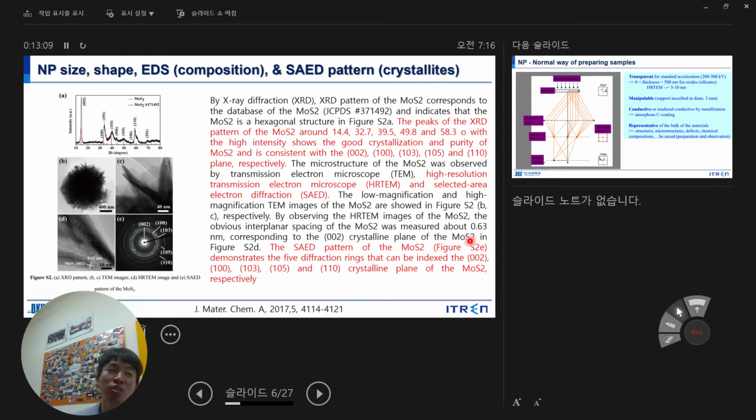Actually, if you study XRD, you can also know the interplanar spacing from the XRD, so you can match them. And the SAED pattern of MoS2 demonstrates the 5 diffraction rings that can be indexed to something like that. So from these images, you can know XRD and SAED pattern are similar things, but the measurement way is different. When you want to know the crystallinity of your sample by TEM, you can choose the SAED pattern.